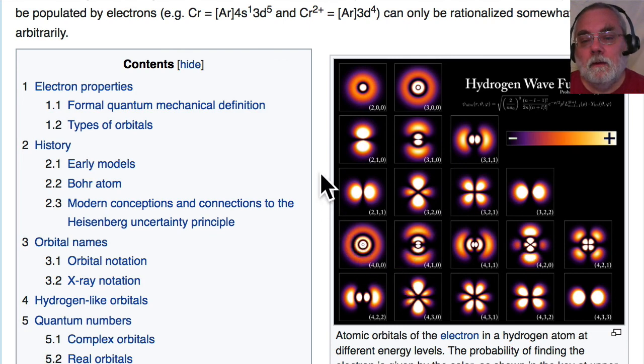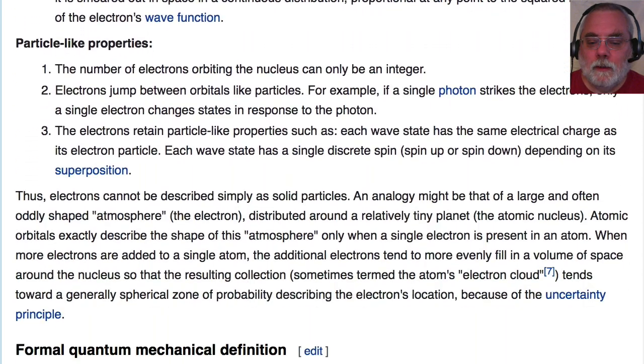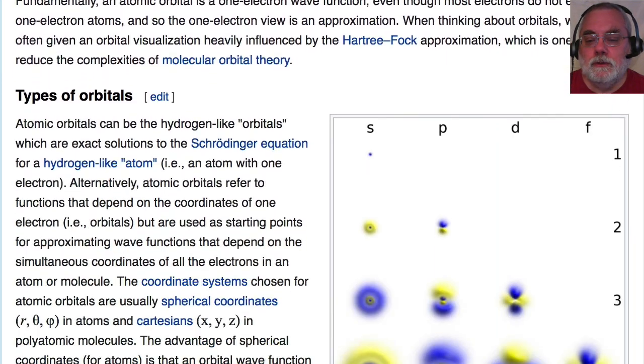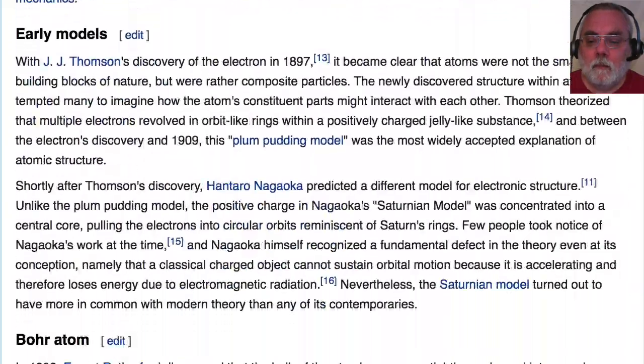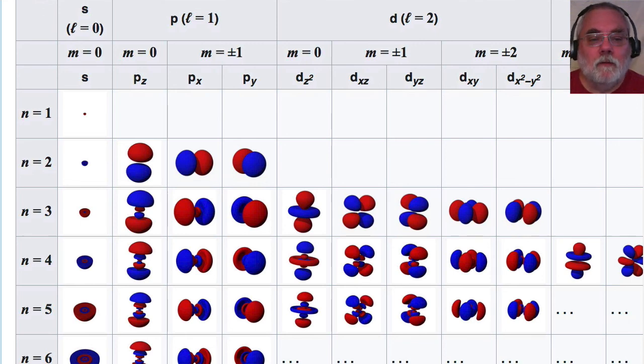So there's interesting spatial orientation and non-spherical aspects to orbitals, in part due to angular momentum. Here is a different view of orbitals. 1s, 2s, 2p, z, x, y, 3s, 3p, 3d, and so on. Interesting spatial orbitals.